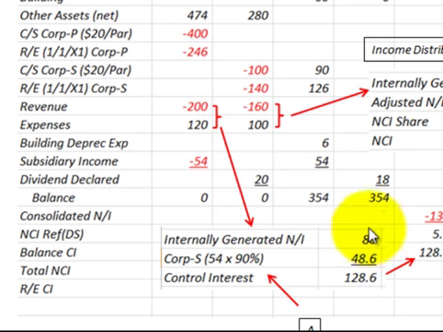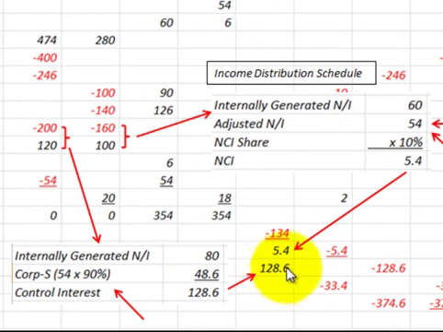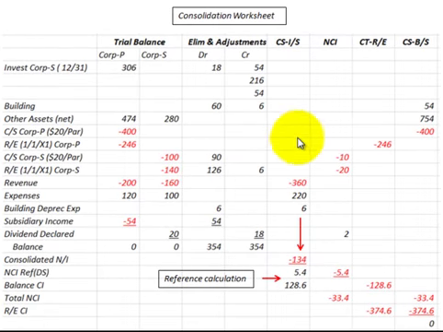So adding the internally generated net income of $80,000 plus the 90% of the adjusted net income from the subsidiary, we get a controlling interest income of $128,600, and that's what would be included on the income statement. All right, one last look for a consolidation worksheet. The consolidated income statement, the non-controlling interest, the controlling interest for the retained earnings, and then the consolidated balance sheet.